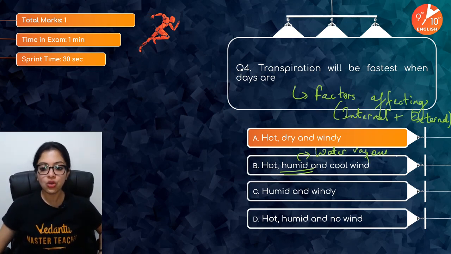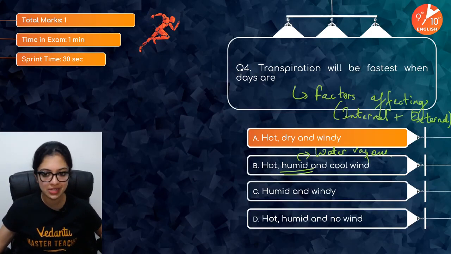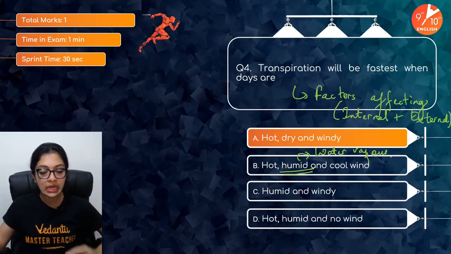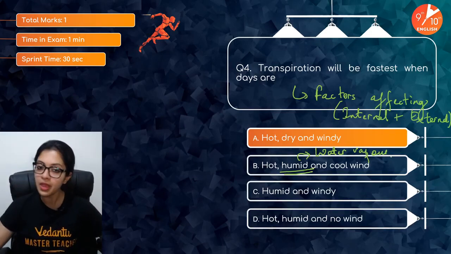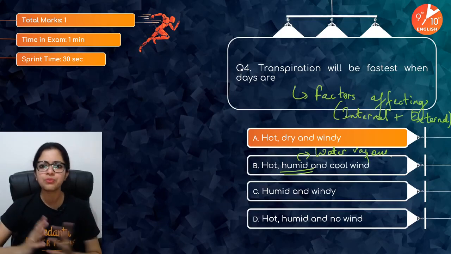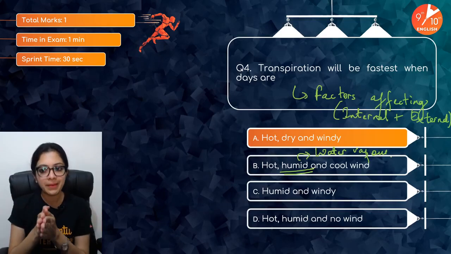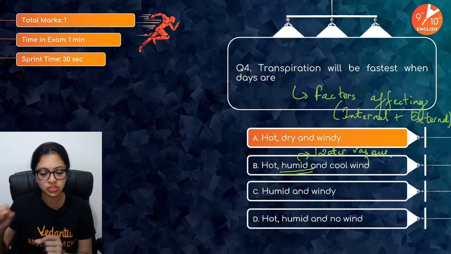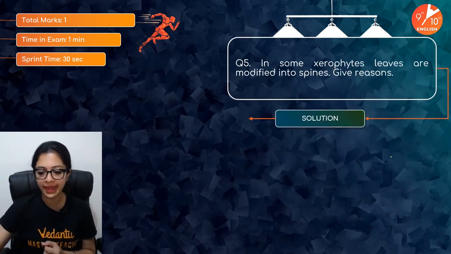Right, guys? So, yes, I think that's about it. If you remember that humidity would mean the amount of water vapor in the atmosphere, you would be able to say very, very clearly, without any doubt, that transpiration will be fastest on days which are hot, dry, and windy. All right, moving ahead now.